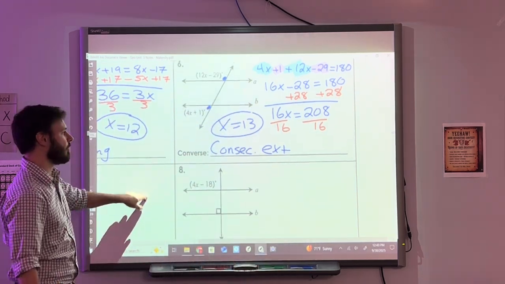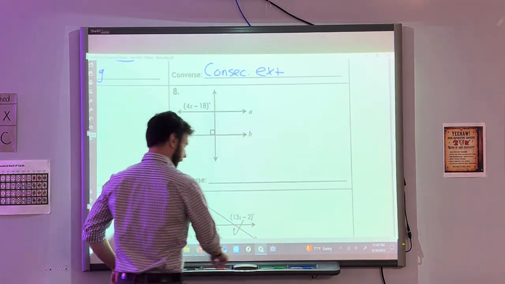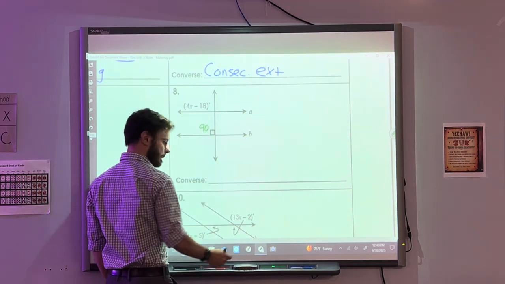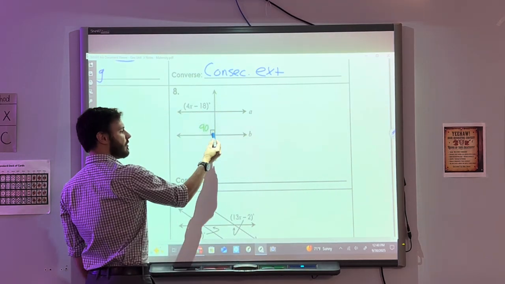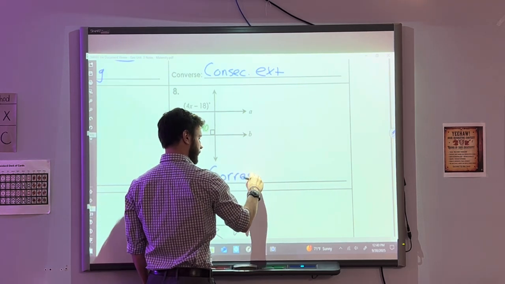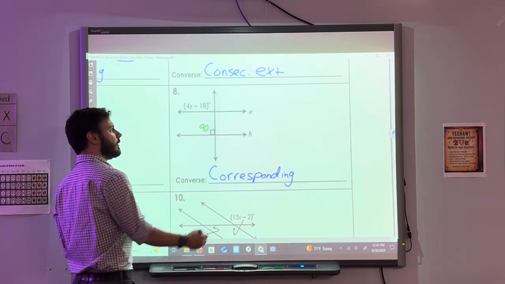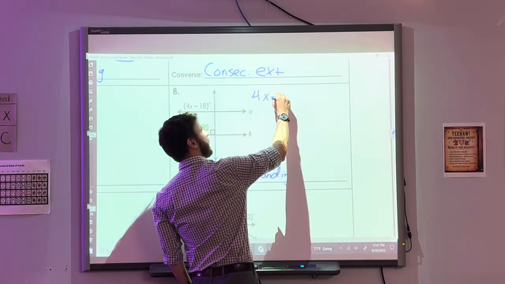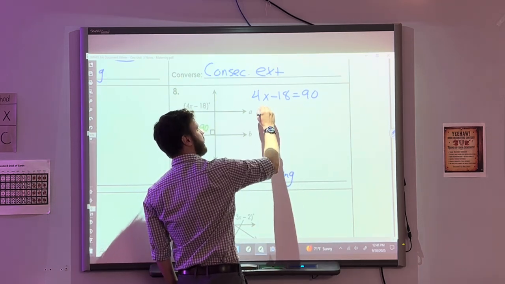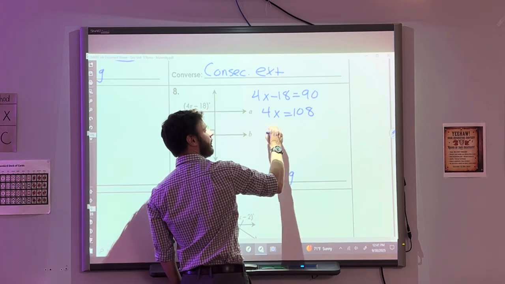All right, I think we just have 2 left. Oh, a couple more. Okay, we got 4 more. All right, I know that this box is worth 90. I know that. And it looks to me like these are corresponding angles. Correspondings are congruent. So 4x minus 18 is equal to 90. Let's add the 18 to both sides. And now let's divide by 4.